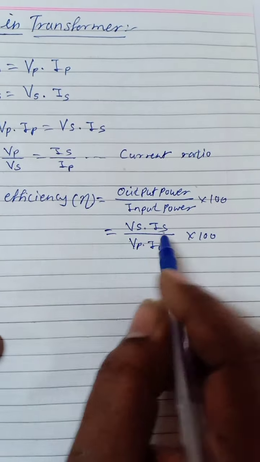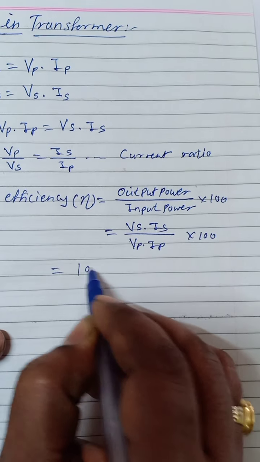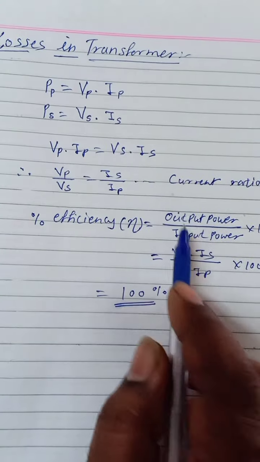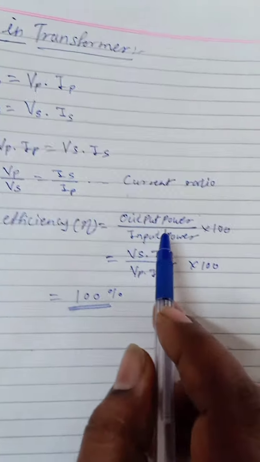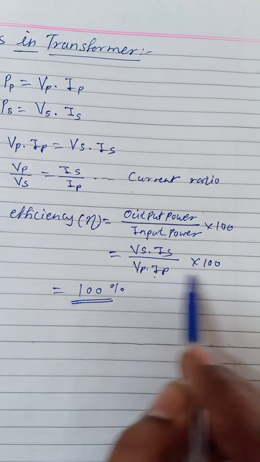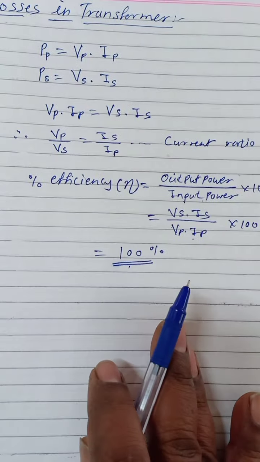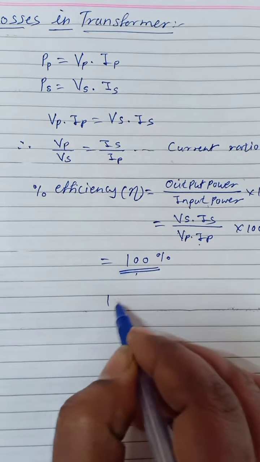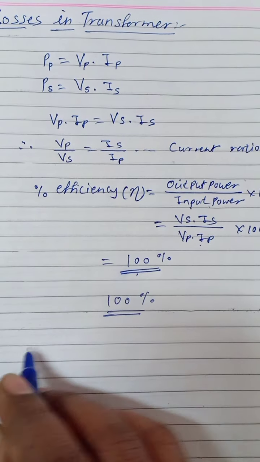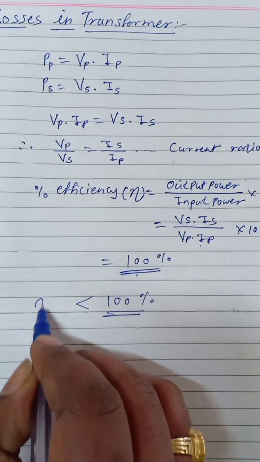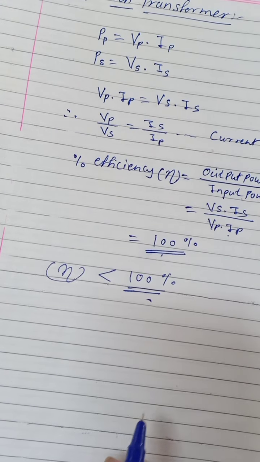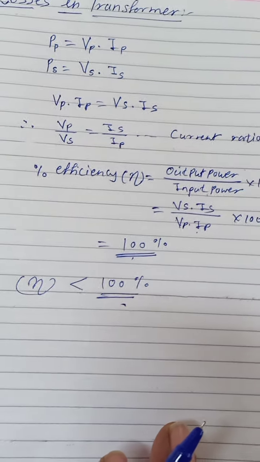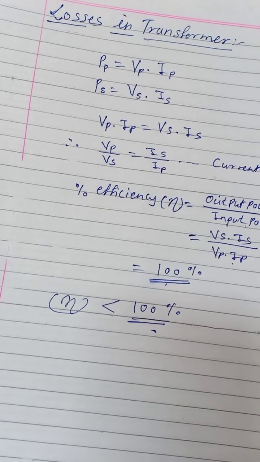So ideally this efficiency is 100%. It means that the input power and output power both are equal. So output divided by input, we get 1 into 100, we get 100%. But always the efficiency of the transformer is less than 100. It is not exactly 100% because there are some losses. Power is lost in the transformer.